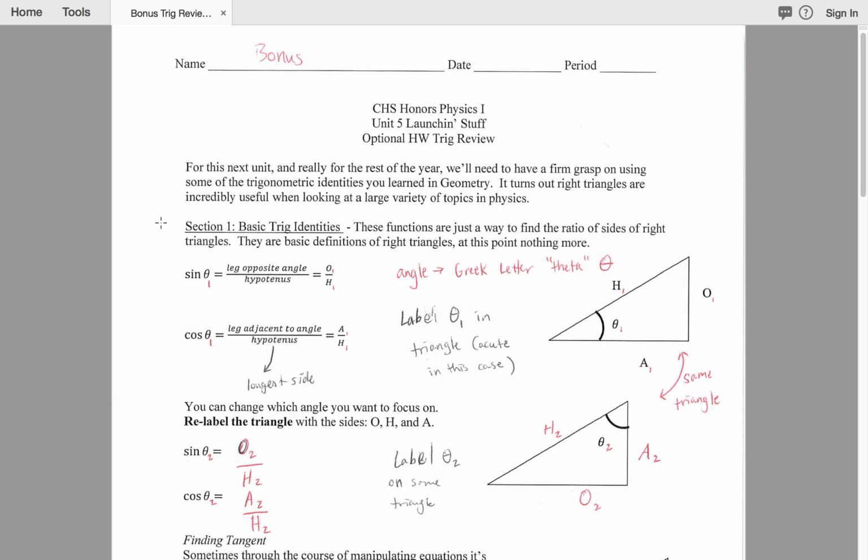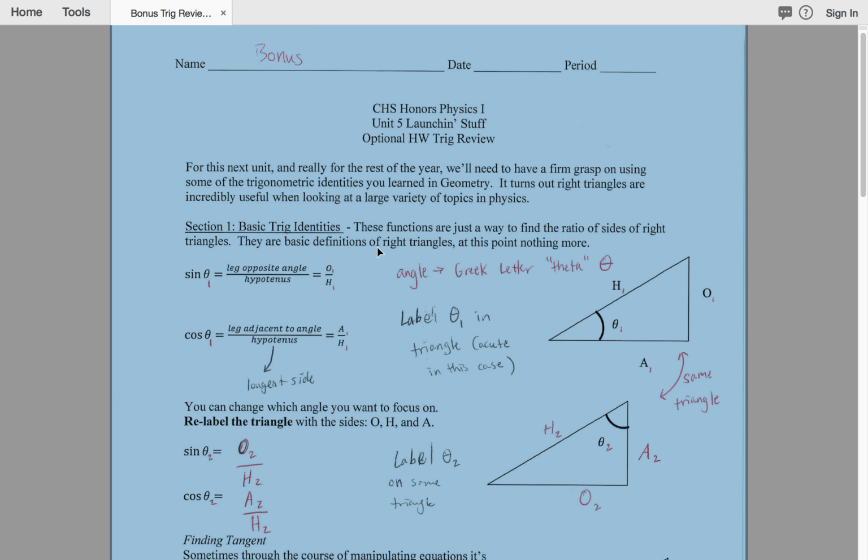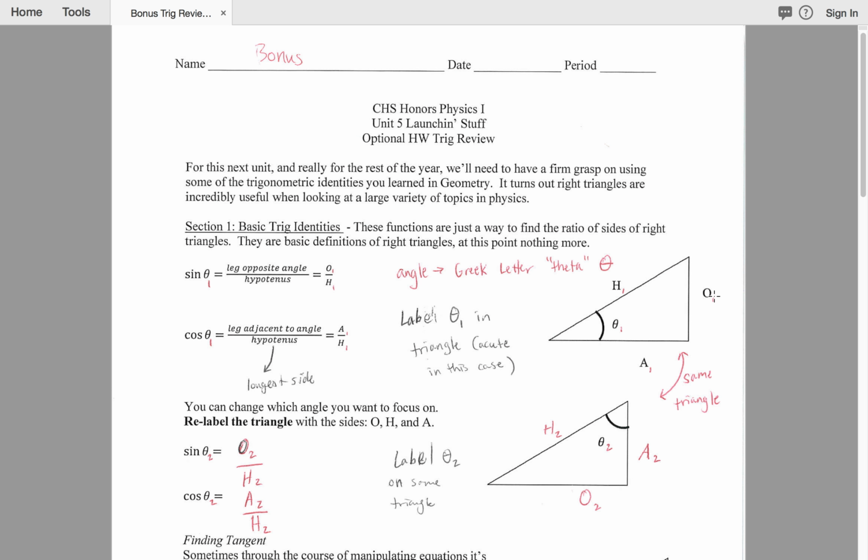So anyway, the quantity sine theta is a definition. It doesn't mean anything more than what is the ratio of the leg opposite the angle, so that's our O1 right here, divided by the hypotenuse. So sine is just a ratio. Cosine of that angle, theta 1, is just, again, a ratio, which is the adjacent over the hypotenuse. So these are just definitions of what sine and cosine means. So we labeled this theta 1.